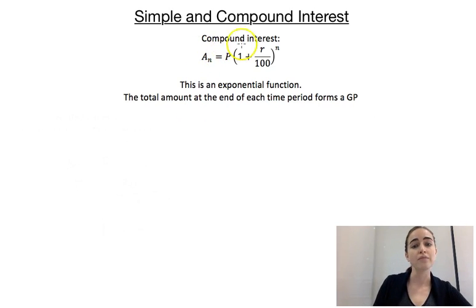All right, so our simple interest was a linear function. Compound interest is an exponential function, and that's because the amount of interest you're earning each time period is bigger each time. And the total amount at the end of each time period forms a geometric series. So let's have a look at an example.